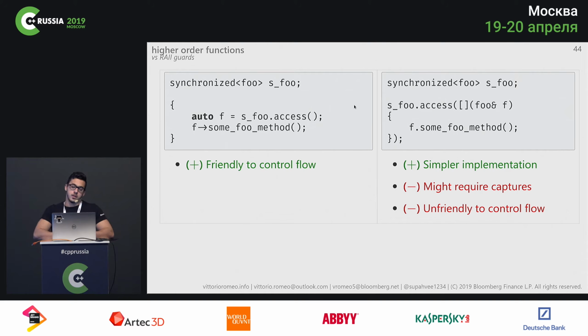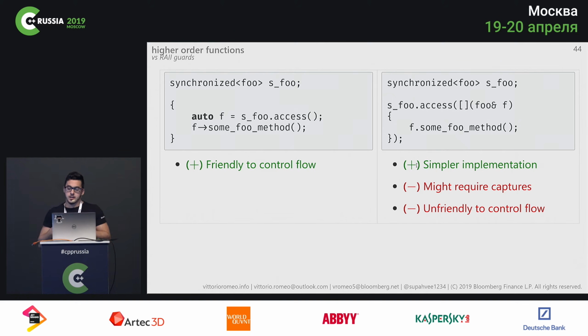Another alternative is using a higher order function. So in this case, we can have a .access function on the synchronized wrapper, and then we provide the wrapper with an action. And this action takes a foo ref, so as you can see, it's the underlying type. And inside the body of this lambda, we have the logic that we want to perform on our object. So this again works because when we call access, we lock the mutex, we execute the action, and then unlock the mutex. So it guarantees thread-safe access.